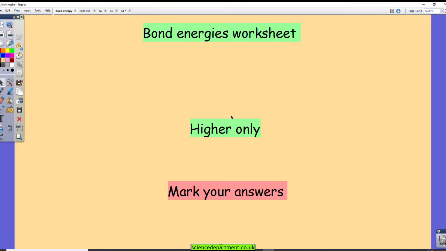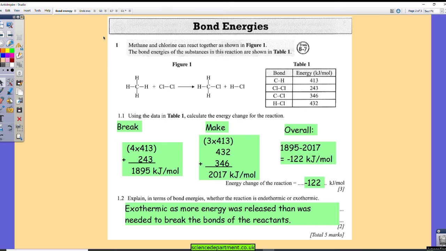Bond Energies worksheet. In this question we're working out the energy change of a reaction. So the first thing we need to do is work out the energy change as the bonds are being broken. So when we break the bonds, we've got a carbon to hydrogen, well we've got 4 of those, so that's 4 lots of 413 kilojoules per mole using this data table here.